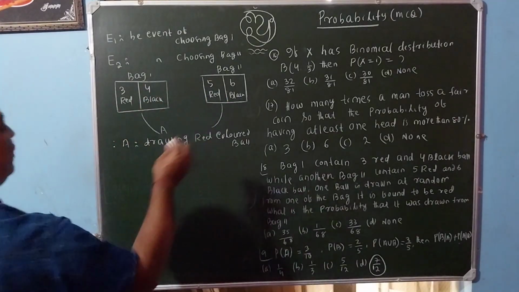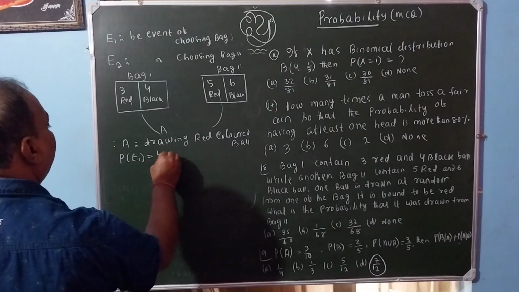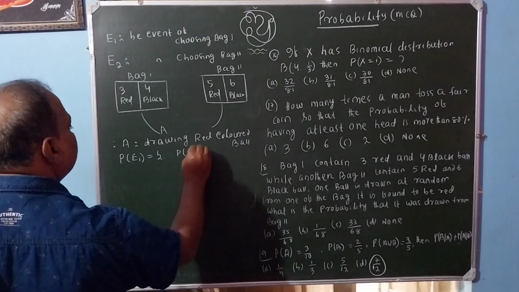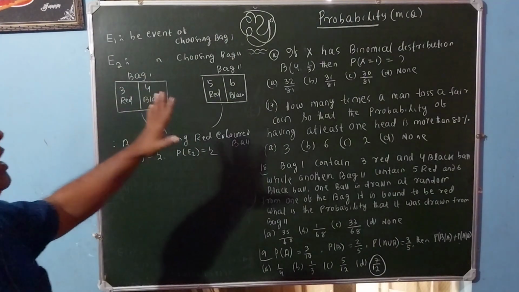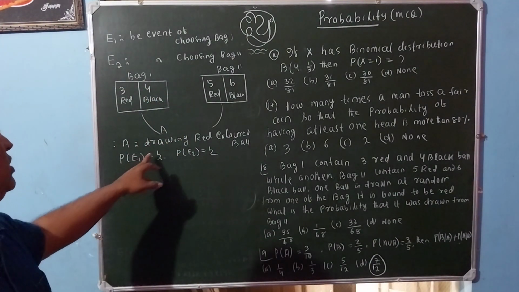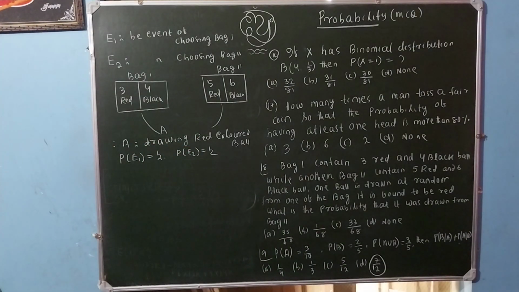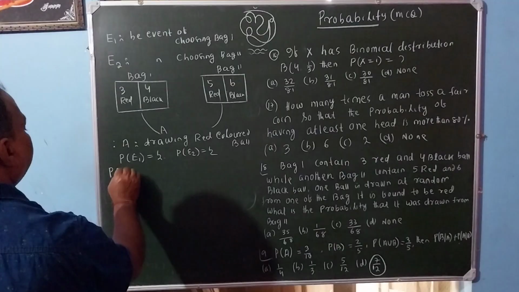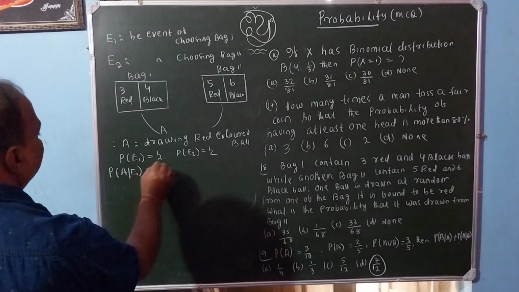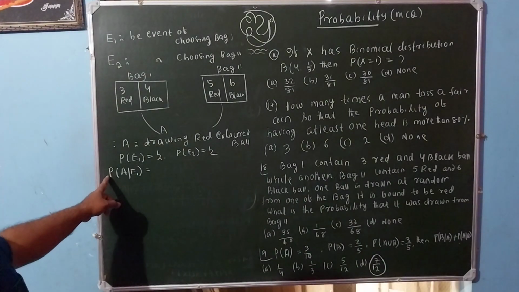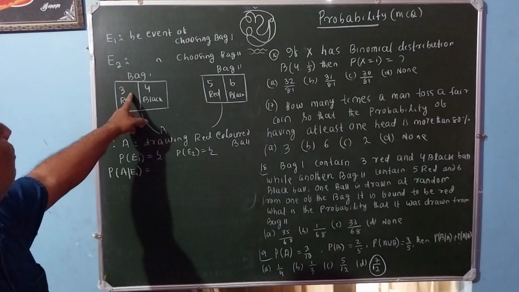What is the probability of E1? Write down probability of E1 is equal to half. Probability of E2 is equal to half. Okay, there are two events, bag 1 and bag 2. So probability of E1 must be equal to 1 by 2. Probability of E2 must be equal to half. So now we have to find out probability of drawing a red colored ball subject to the condition it is drawn from bag 1.